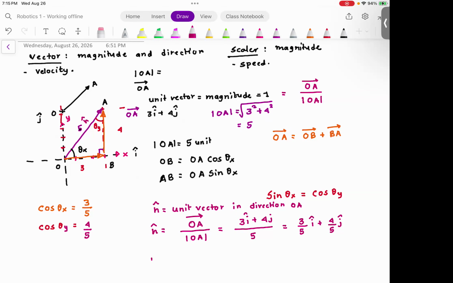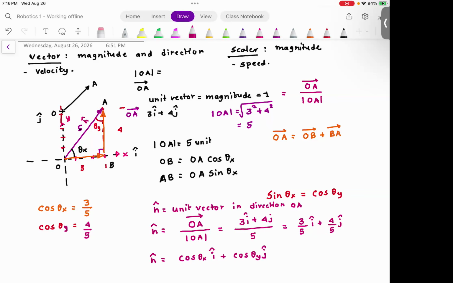3 by 5 is nothing but cosine theta x multiplied by i hat, and 4 by 5 is nothing but cosine theta y j. Do you agree with me? Now I want you to understand this equation has profound significance. What does this equation represent? This represents a unit vector in an arbitrary direction.